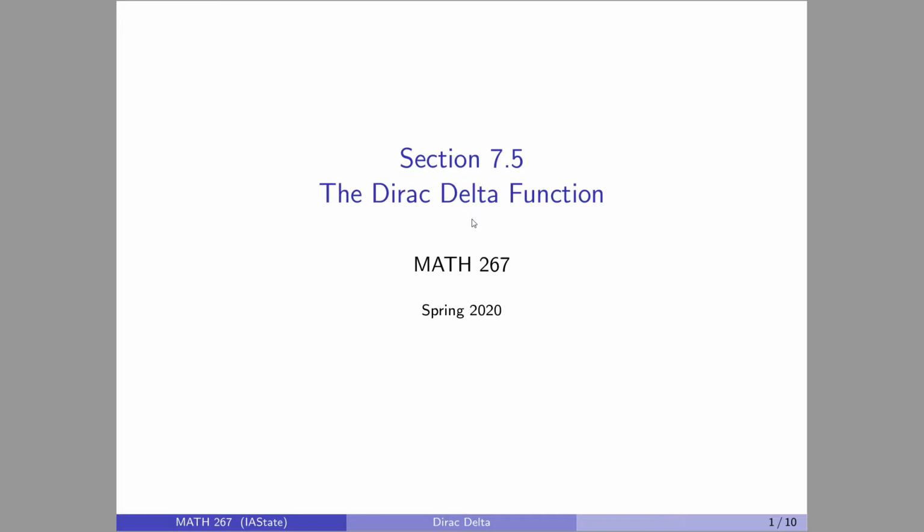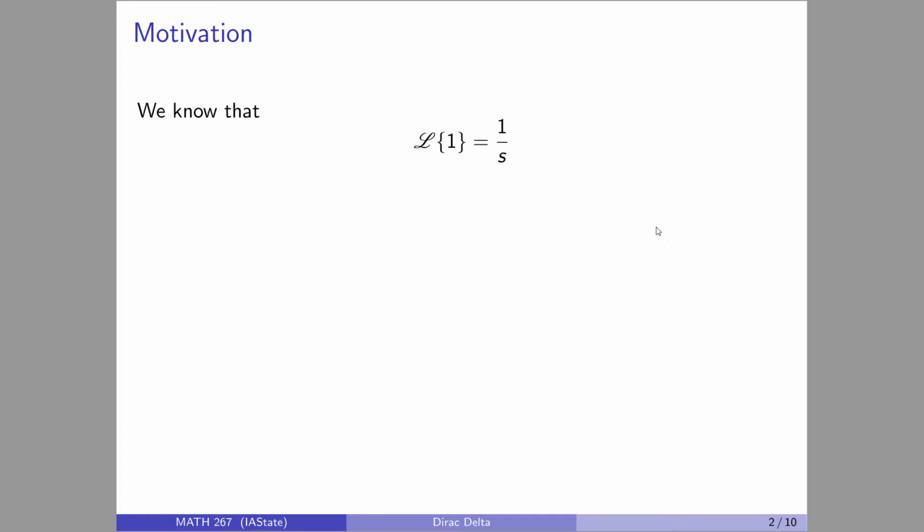Here we are, 7.5, finishing up our wonderful journey into the world of Laplace transforms with a peculiar function. All right, so let's motivate what the Dirac delta function is. Something we know is that the Laplace transform of the constant function 1 is 1 over s. Hopefully that's burned somewhere into our brains right now. And thus, with this knowledge, I can tell you the inverse Laplace of 1 over s is equal to 1.